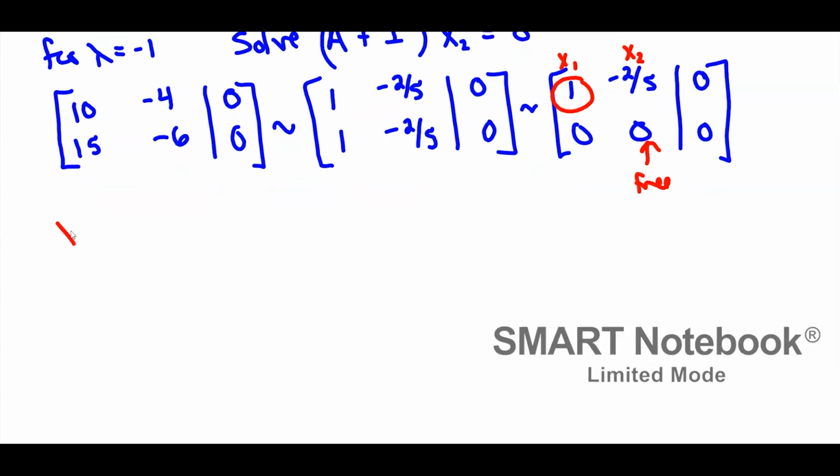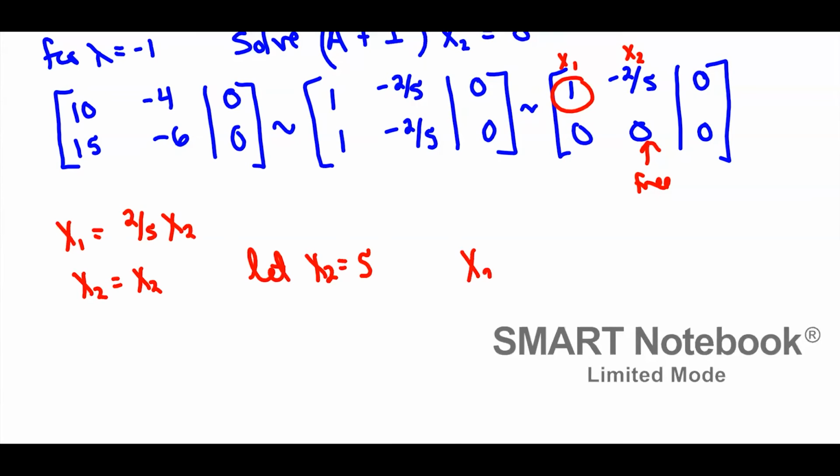So x1 is going to be positive 2/5 x2, and x2 is free. So let x2 be 5, so it'll cancel out with this 5. And that'll give me eigenvector x2 is going to be 2 and 5. So there is your second eigenvector, right, that goes with this eigenvalue, -1.